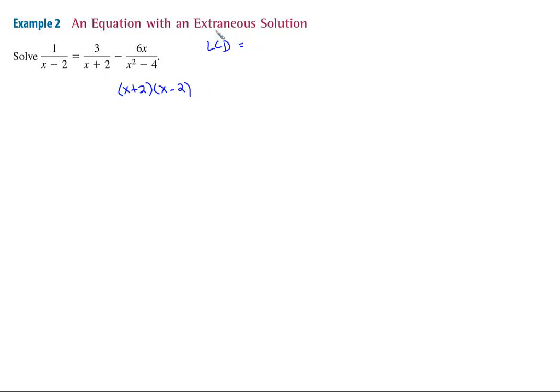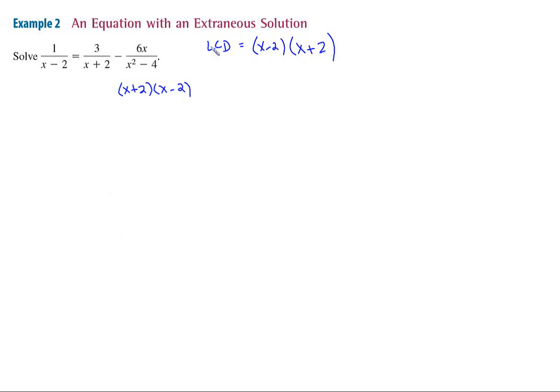Now to find the LCD, you look at all the terms in the denominator. The LCD has to have all the different terms. And if a term repeats, then you keep the higher exponent. So we have an x minus 2. There's one of our terms. We have x plus 2 in the denominator, another different term. And then over here, we have an x plus 2 and an x minus 2. So we've got those already.